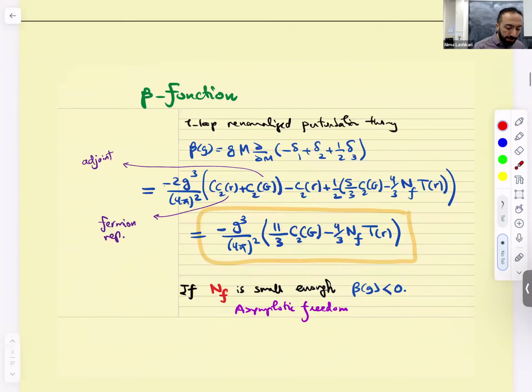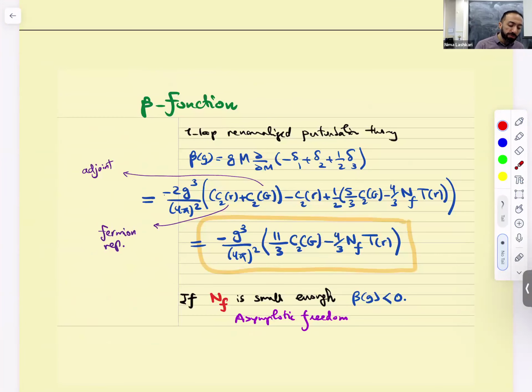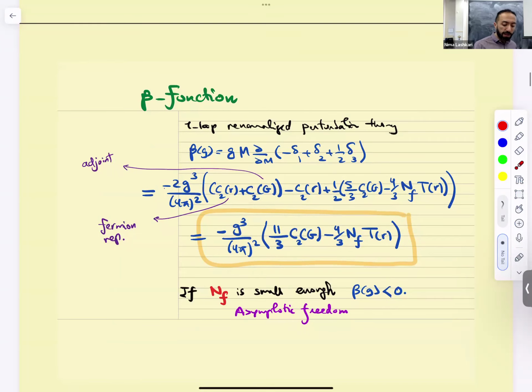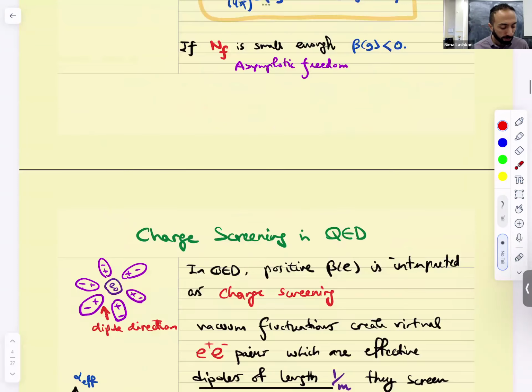Once all the dust settles, what we found is that the beta function at one loop is minus g cubed over 4 pi squared, times 11 over 3 C2 of G, where G is the adjoint representation, so C2 of G is N for SU(N), minus 4 over 3 N_F T of R. If I pick R to be the fundamental representation, it is one half, exactly. So the conclusion is that if N_F is small enough, the beta function at one loop remains negative, and we have asymptotic freedom. Questions?